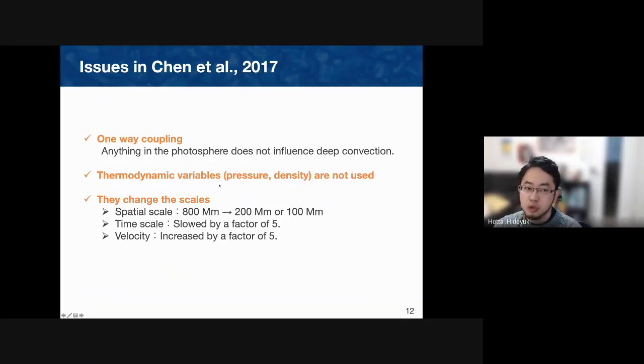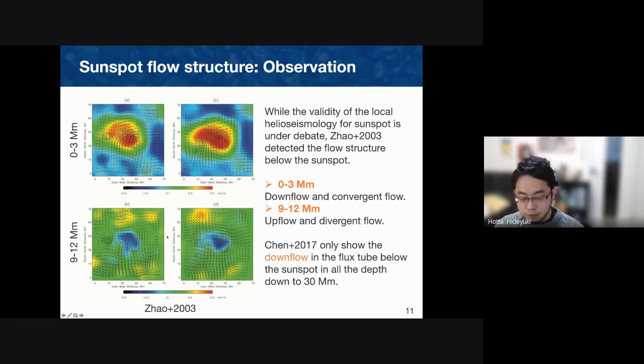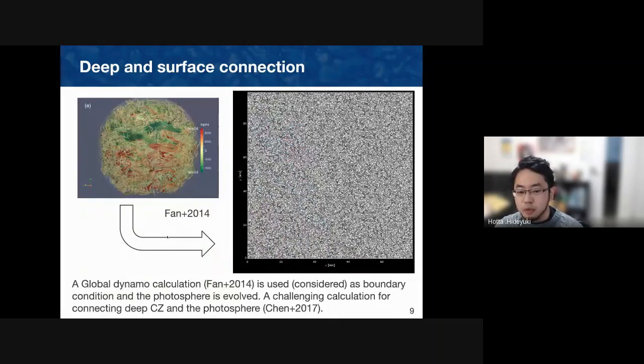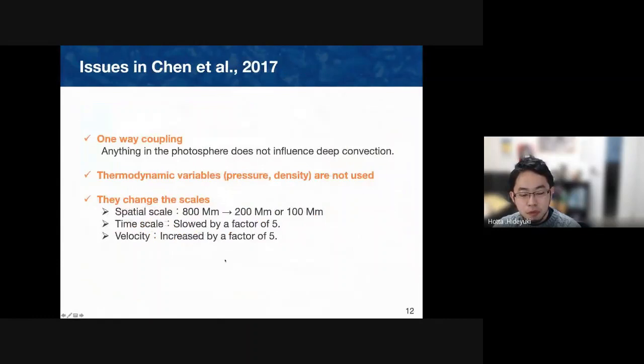And the important thing is that they change their scales. In the dynamic calculation, flux emergence has 800 megameter, but they scale down to 200 megameter or 100 megameter, so the time scale and the velocity change. This is a very challenging calculation, but they consider the dynamic calculation under some appropriate bottom boundary condition. So we need to be careful about these things in the calculation.